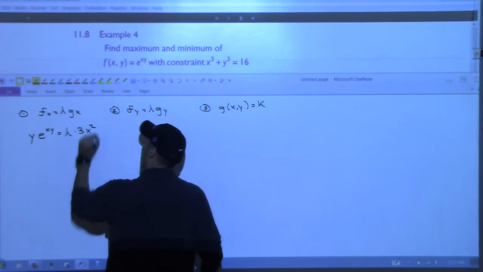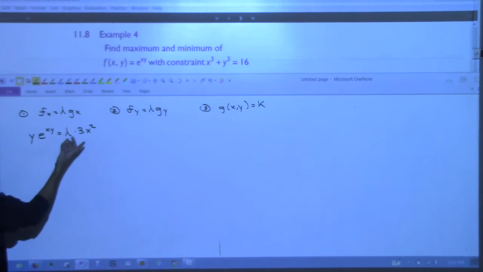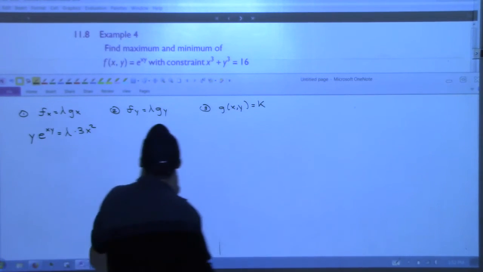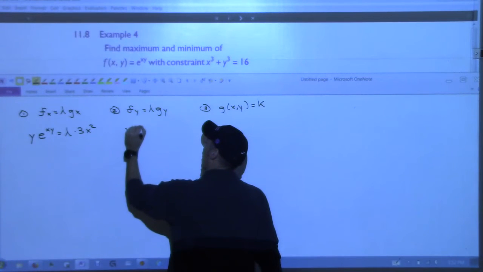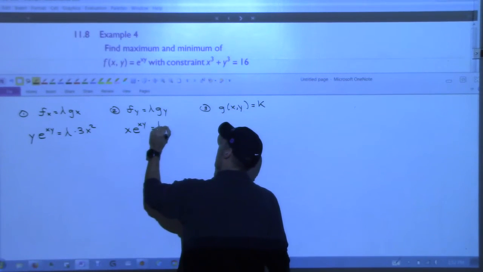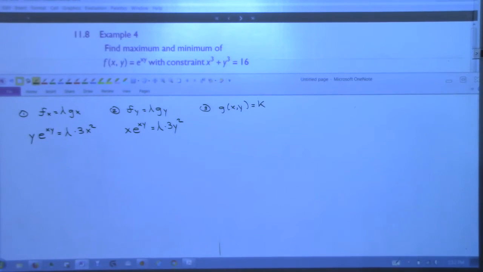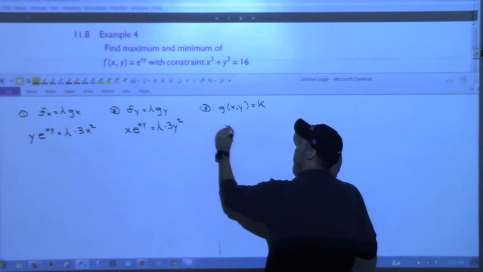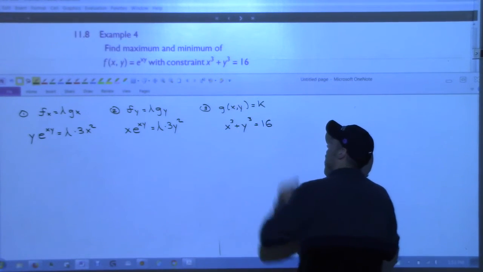Now I realize that you could put this constant out in front of lambda, and I could have been doing that this whole time, but I just always keep them separate when I take my first derivative, just the first time through. I can always clean it up later. All right, partial of f with respect to y is x e to the xy equals lambda times 3y squared. So they're similar, but they're different, aren't they? And then the last one is just the constraint. So the constraint here is x cubed plus y cubed. You know what I'm saying.